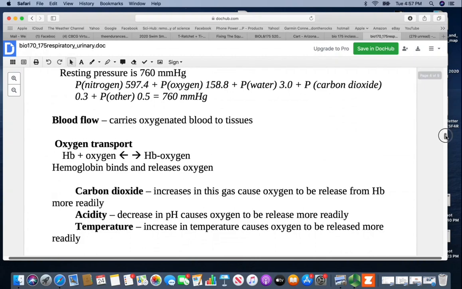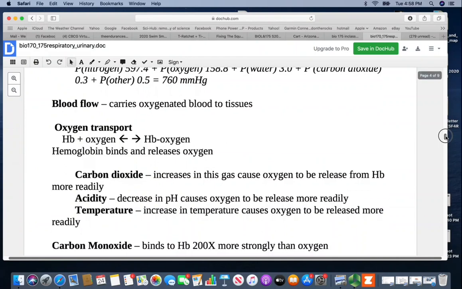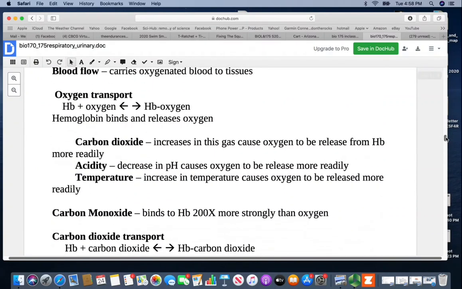So when we look at blood flow, it's designed to carry the oxygenated blood to the tissues. When we go to transport oxygen, it is very reactive, so it can't travel around by itself. That's where hemoglobin comes in. This Hb here is an abbreviation for hemoglobin. In the lungs, you have hemoglobin and oxygen that are separate. And when it comes into the bloodstream, it's going to bind. It binds reversibly. So when it gets to the tissues, it's going to reverse directions, and the hemoglobin is going to release the oxygen to go into the tissues.